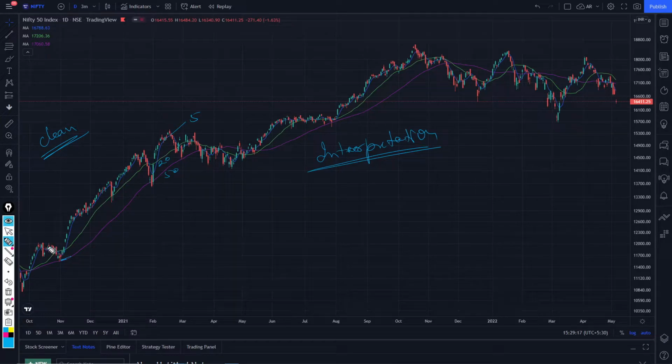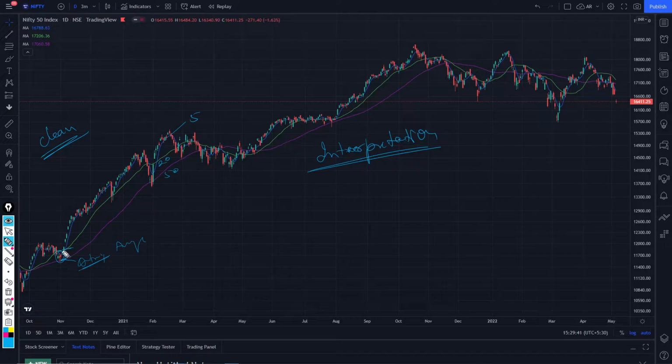It came down with the 5 period moving average. It came down. It came below the 20 period moving average. This means the monthly average. Okay, but it took support here on a 50 period moving average. That is the almost quarterly average. It took support here and it started moving upward.